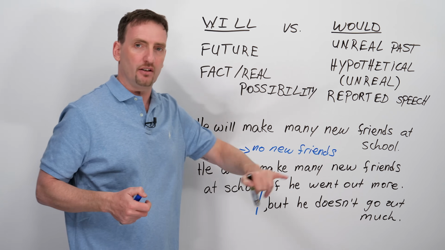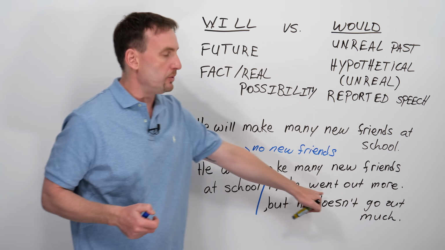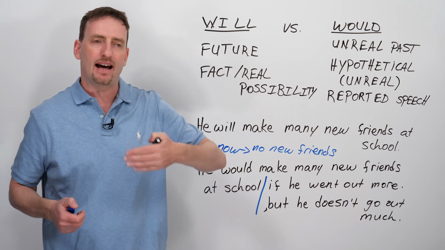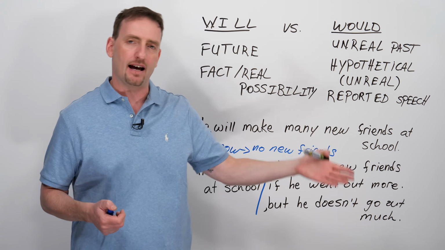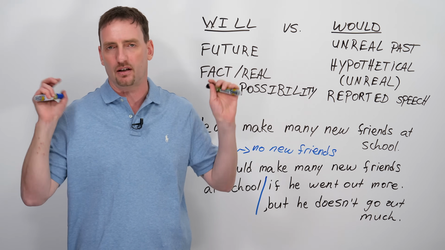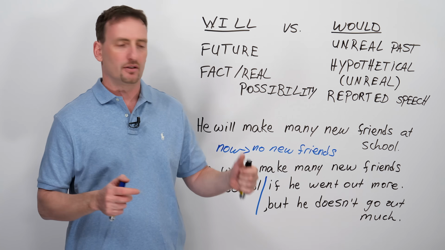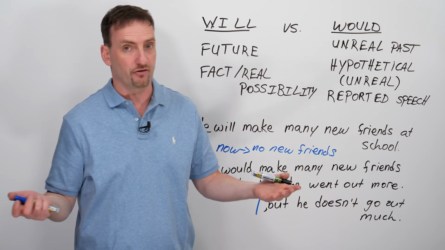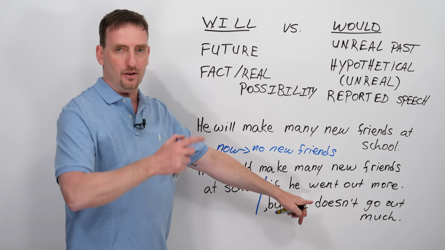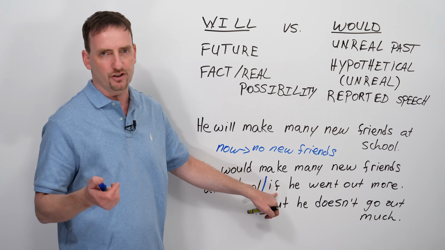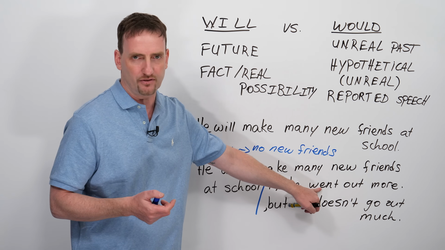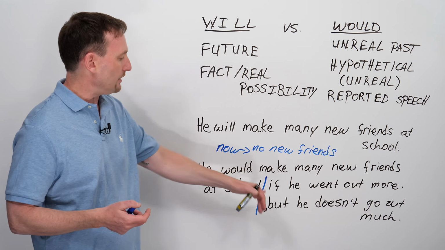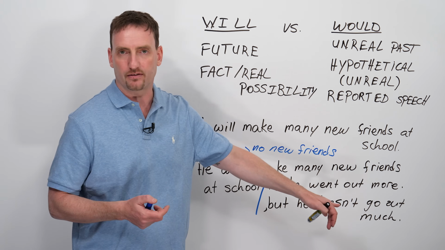He would make new friends if he went out more. So right now, he just sits in his room, he goes to class and then goes and sits in his dorm room all day and doesn't come out. So obviously, he's not making new friends. So if he went out, and I'm using an unreal conditional here, if plus simple past verb, if he went out, he would make new friends.